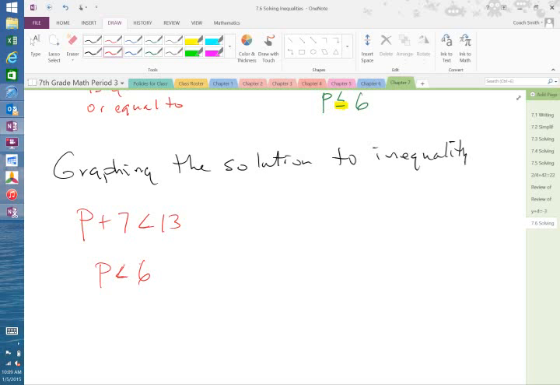So I want to graph that solution. I want to graph all the possible numbers for that solution. Well, how we do that is we simply do this. We draw a number line. On this number line, I'm going to have negative 1, 0, 1, 2, 3, 4, 5, 6. To graph it, I'm simply going to put a circle at 6, and then I'm going to draw an arrow for the less than to the left.